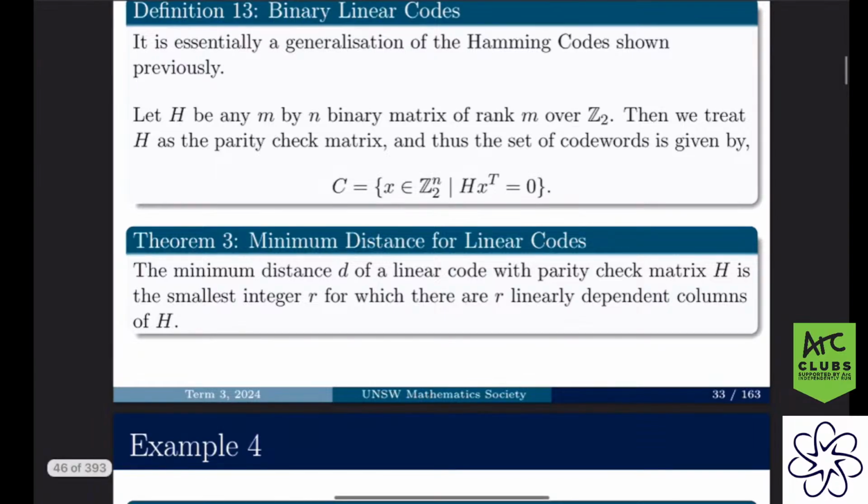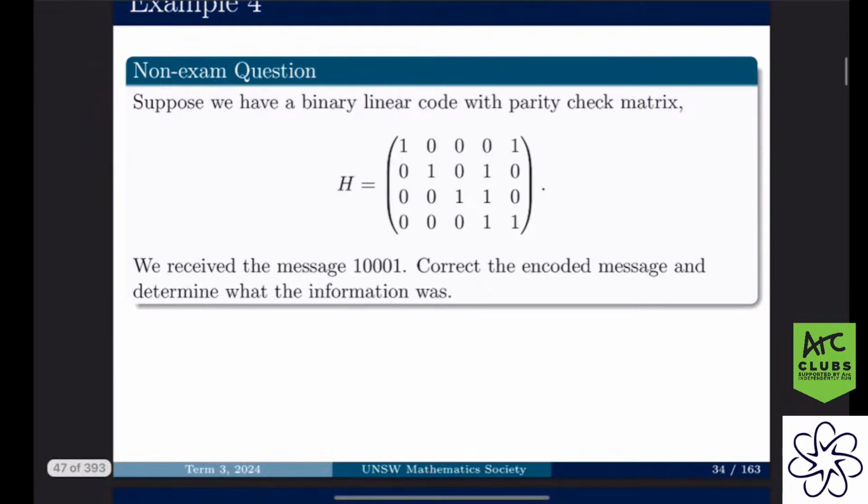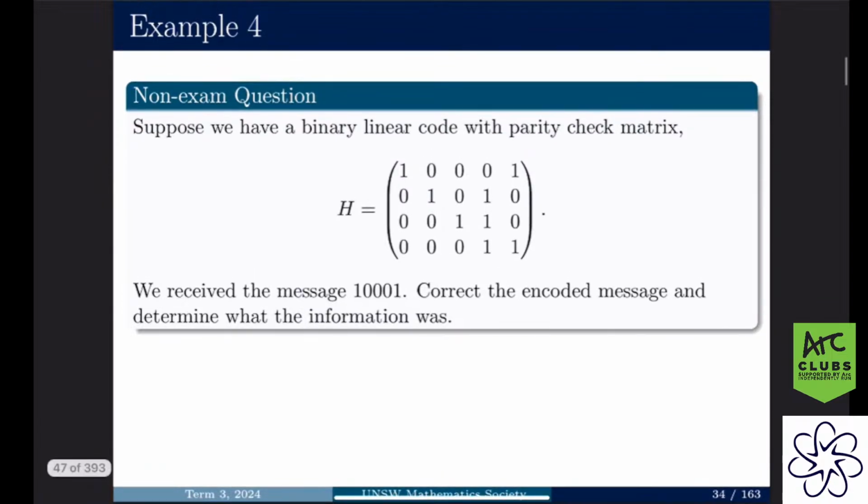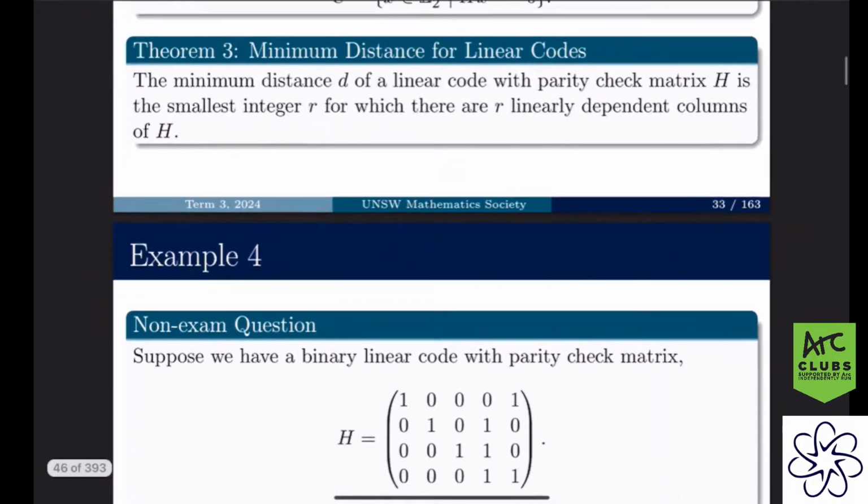And we now state a theorem. The minimum distance d of a linear code with a parity check matrix is going to be the smallest integer r for where there are r linearly dependent columns of H, which is great and will aid us. So for example, if we have a binary linear code with a parity check matrix like this, and we receive this message, how can we correct the encoded message and determine what the information was, right?